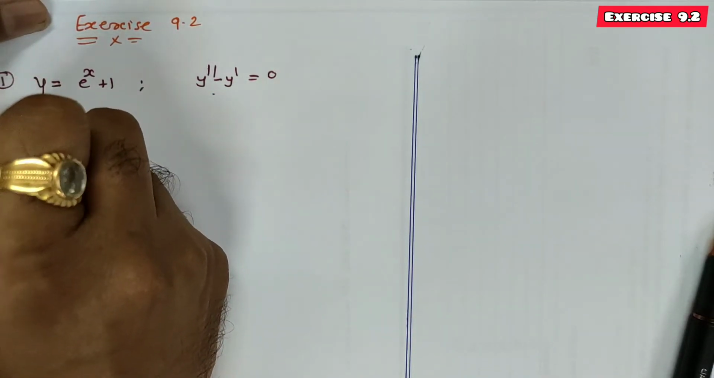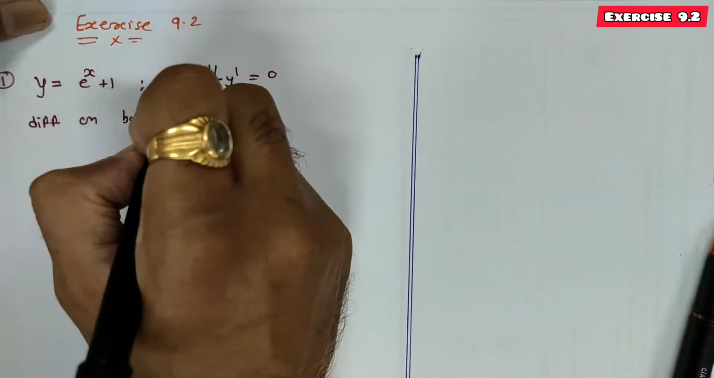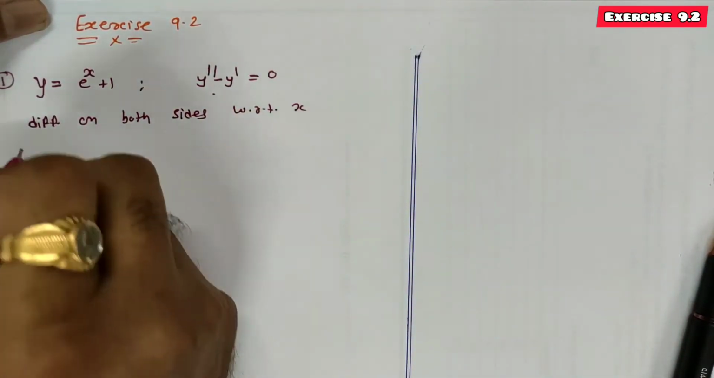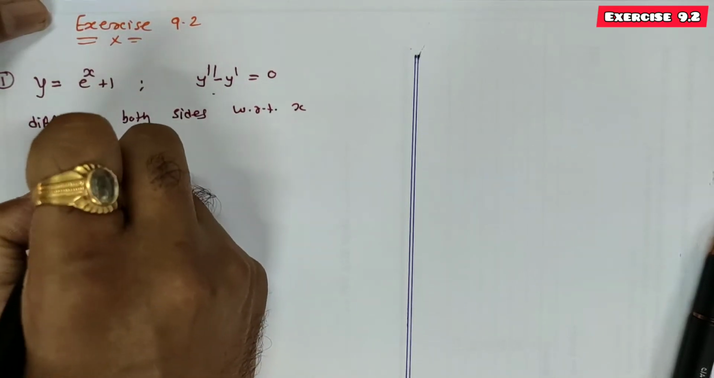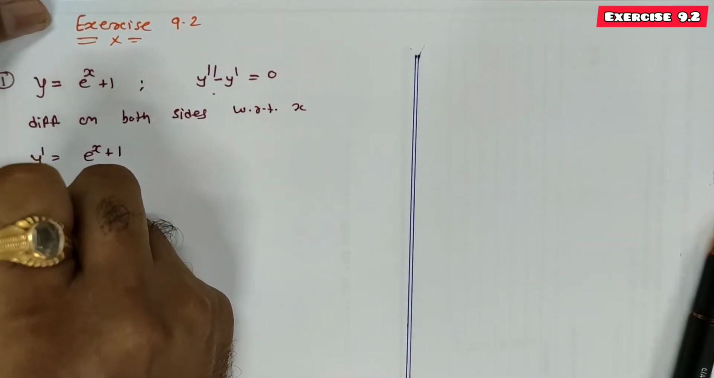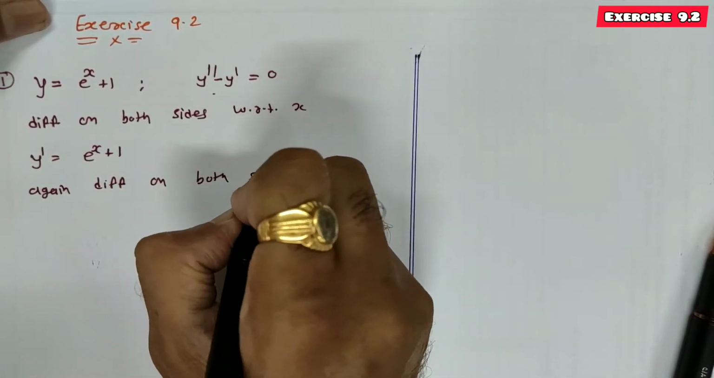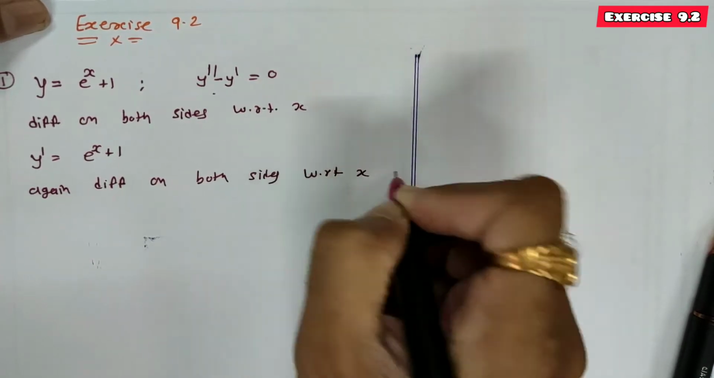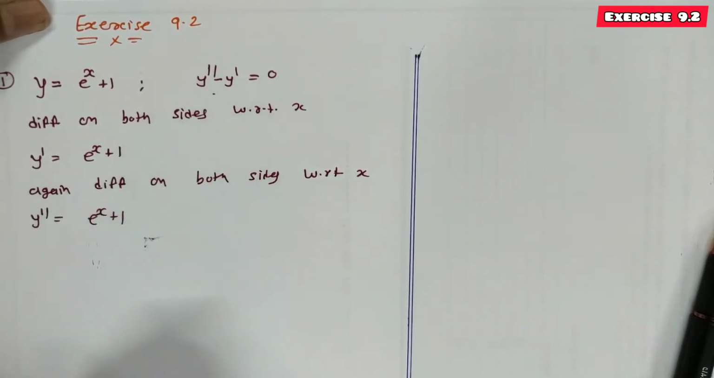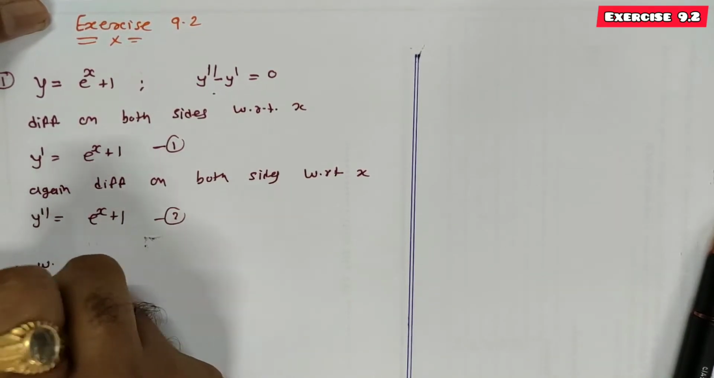So for this y equal to e raised to x plus 1, differentiate on both sides with respect to x. We get y dash, so y dash is e raised to x plus 1. Again we require y double dash, so again differentiate on both sides with respect to x. So y double dash is again e raised to x plus 1. Done. This is result 1, this is result 2. Now we have to check for this equation.